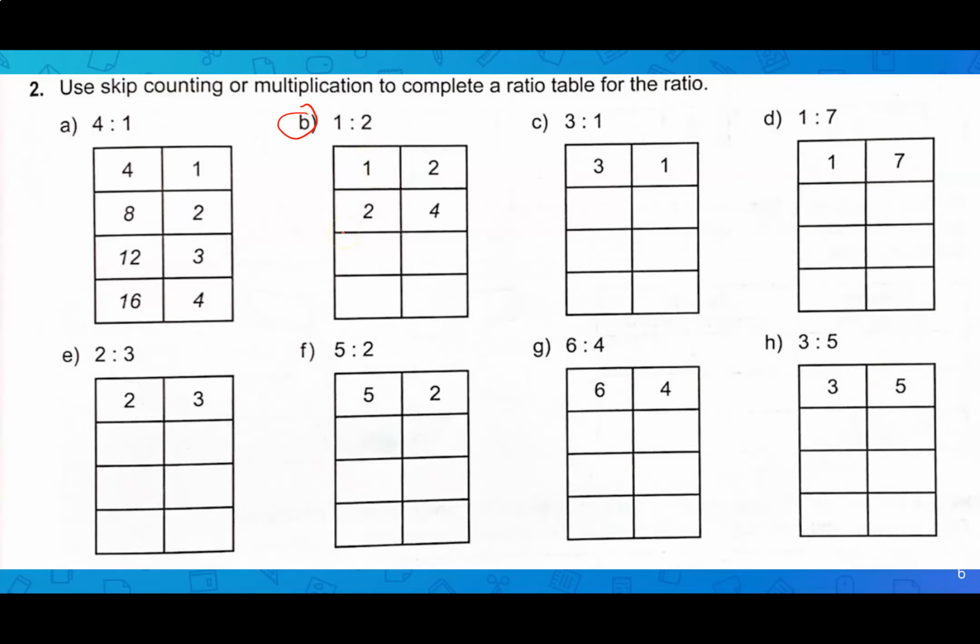So skip counting by 1. Here we go. 1, 2, 3, 4. We can see the second column is skip counting by 2s. 2, 4, 6, 8.